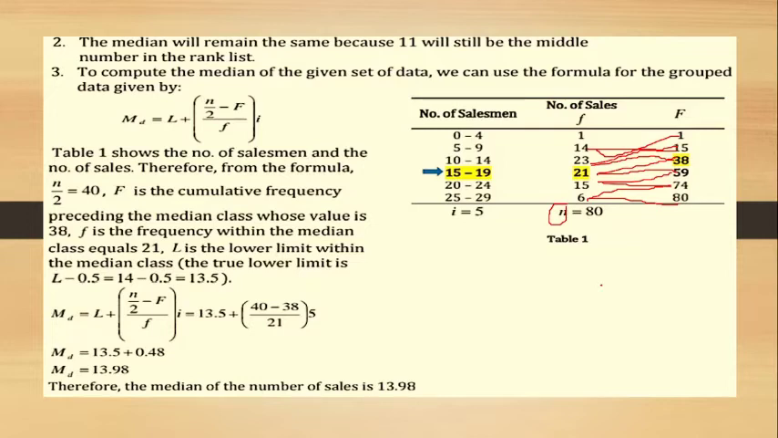So, get the half of n. Always first get the half of n, or n divided by 2. So, we have here n, which is 80. So, 80 over 2 is 40.